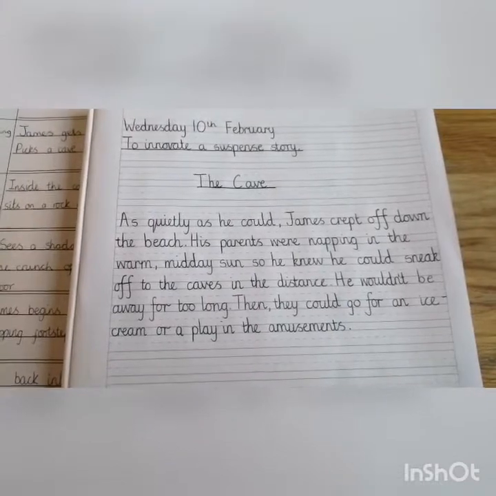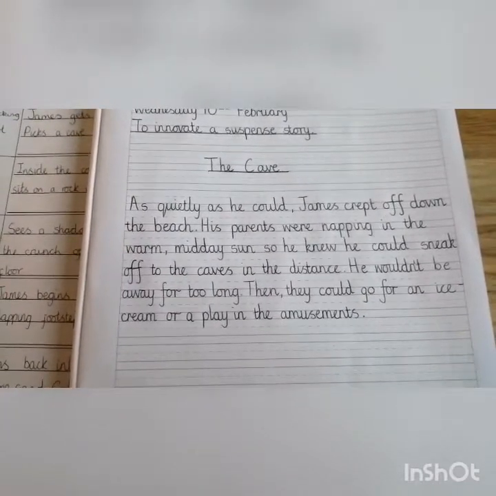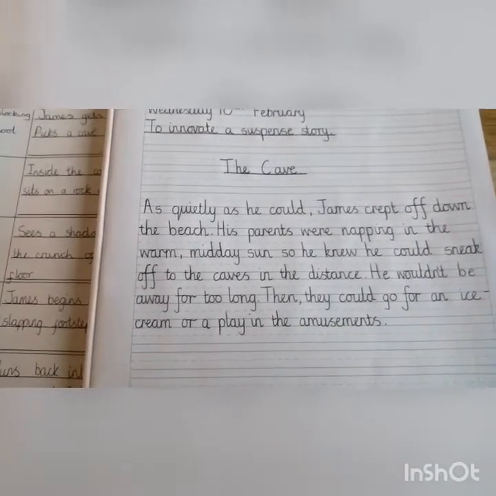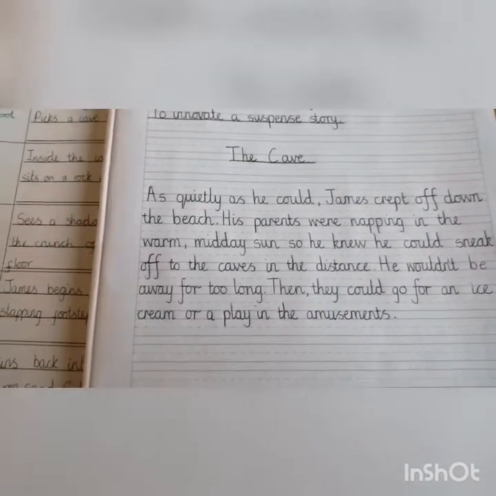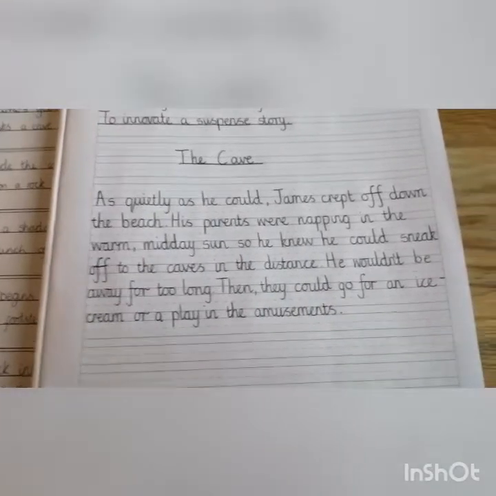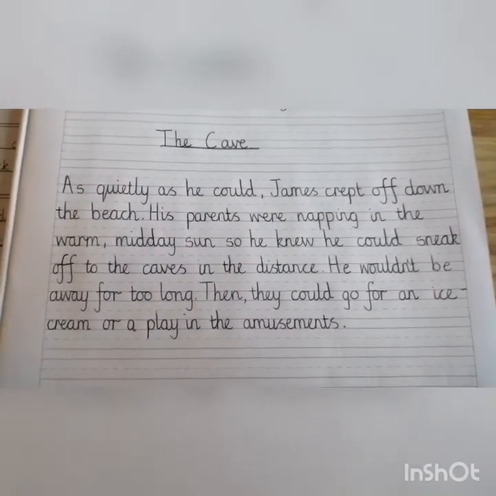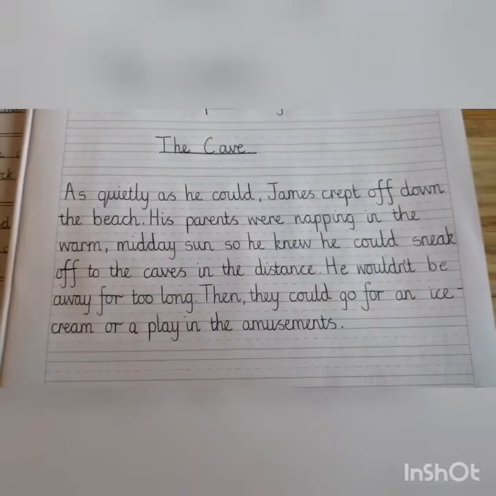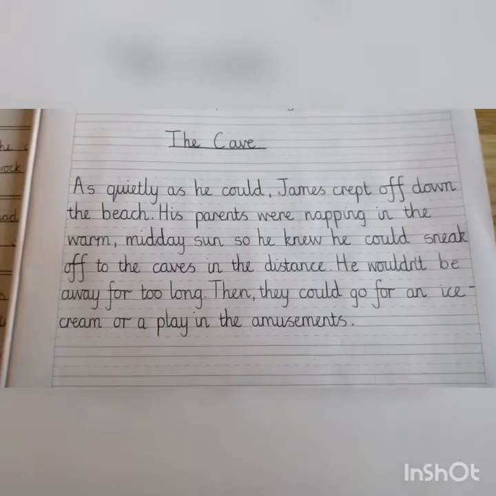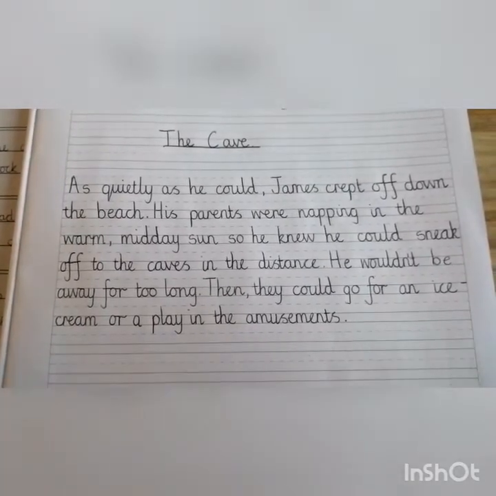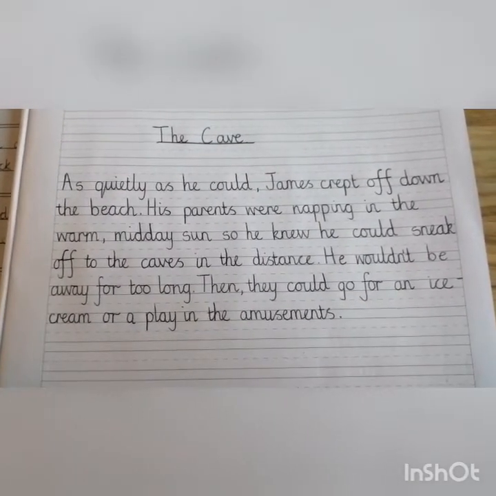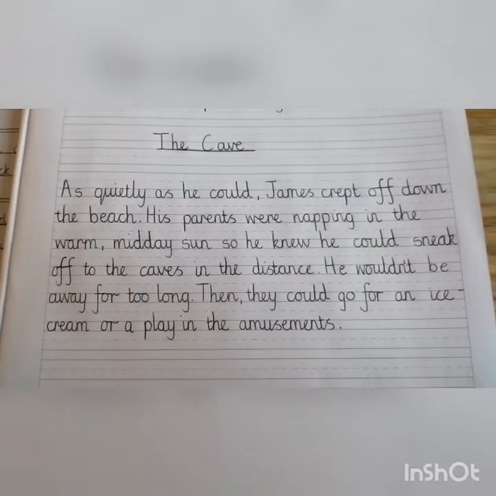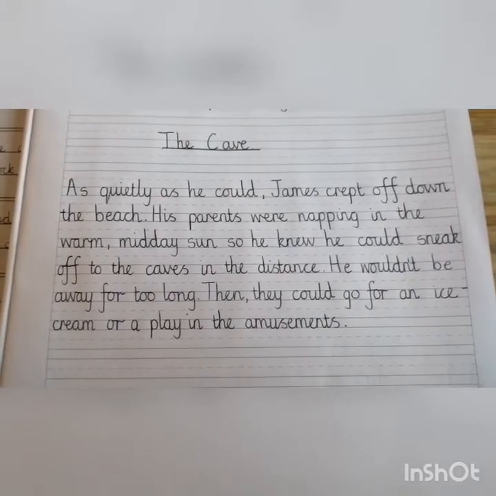Okay, so I've started my story by setting the scene of my character sneaking away, just like Lara snuck out of the house in the middle of the night. So this is the first paragraph I've got. As quickly as he could, James crept off down the beach. His parents were napping in the warm midday sun, so he knew he could sneak off to the caves in the distance. He wouldn't be away for too long. Then they could go for an ice cream or a play in the amusements.